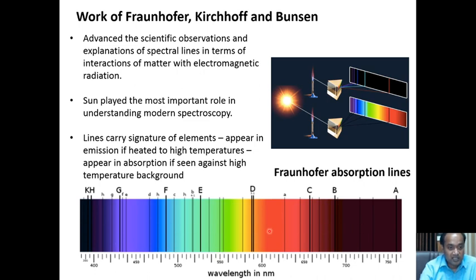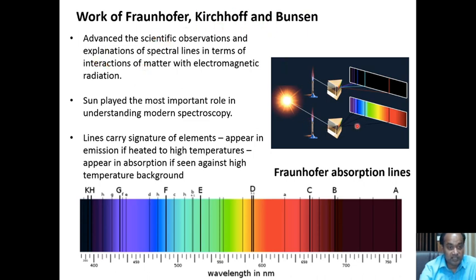And these dark bands are now known as Fraunhofer absorption lines. It was a mystery at that time what causes these absorption lines in the sun's spectrum. And this was basically understood later on by the full team, which consists of Fraunhofer, Kirchhoff, and Bunsen.